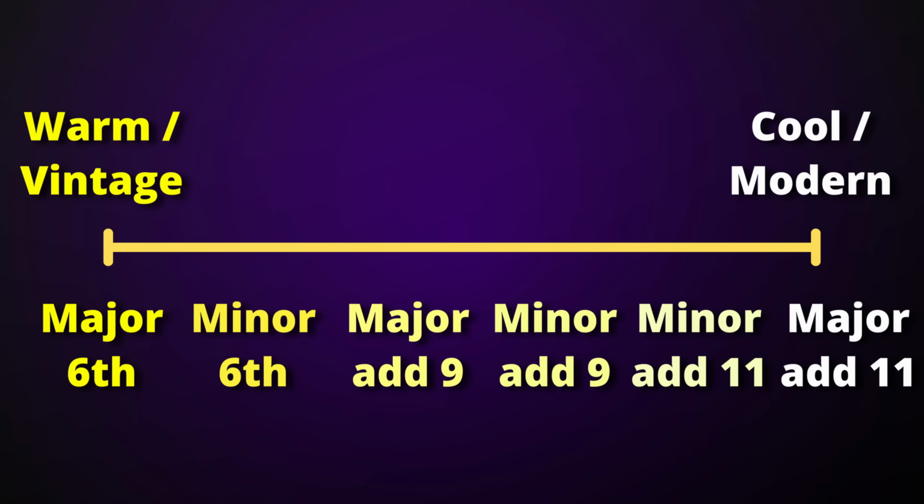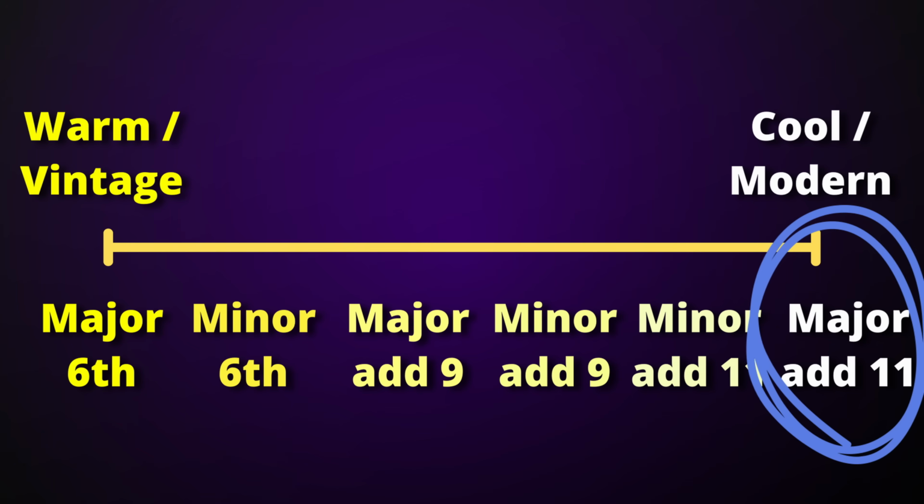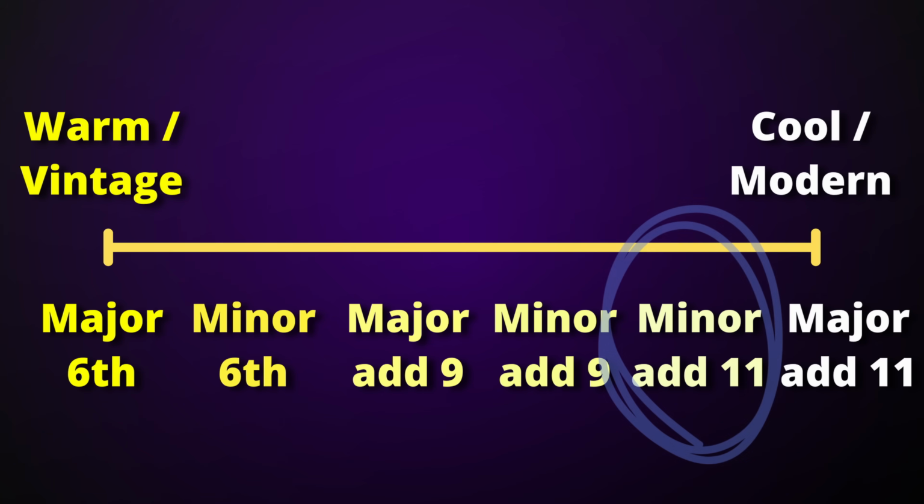Once again, we can plot these on our add chord spectrum for ease of use. Major add 11 goes to the far right with its cool, spacious sound, and just to the left of this are the beautiful minor add 11 chords.